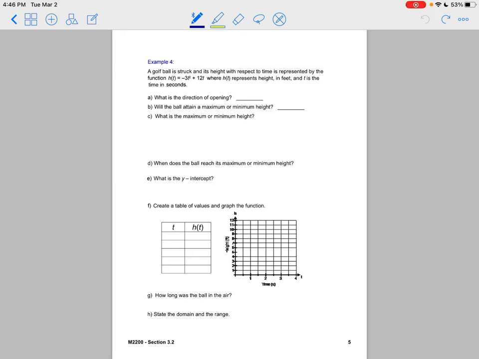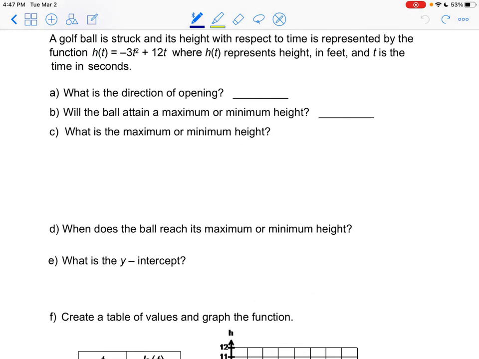Okay, this is example 4 in section 3.2. And as you guys can see, it's a pretty long example. It's an opportunity to bring in a lot of what we've been doing so far and apply it to a real world problem, or a word problem, we can say. So I'll just zoom in here.